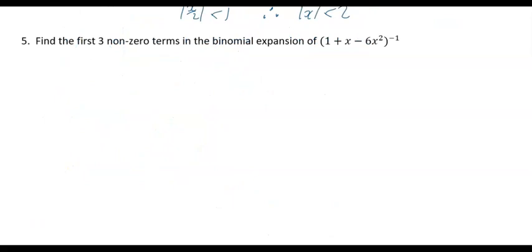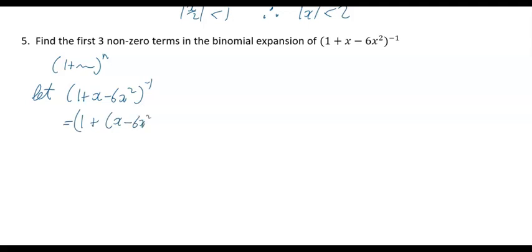Okay, next one says find the first three non-zero terms of the binomial expansion of 1 plus x minus 6x squared all to the power of minus 1. Okay, it's not in the form that we're used to. The form we're used to is 1 plus squiggle to the power of n. So we're just going to rewrite it and make it in that form. Let 1 plus x minus 6x squared to the minus 1 be equal to 1 plus, and I've just forced a bracket in this thing, x minus 6x squared goes into a bracket, and then that's all to the power of minus 1.